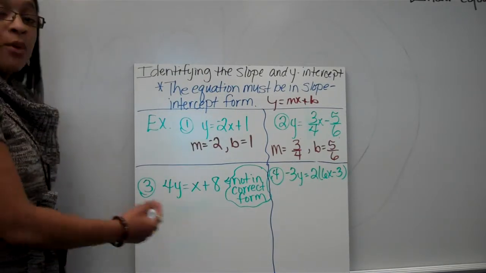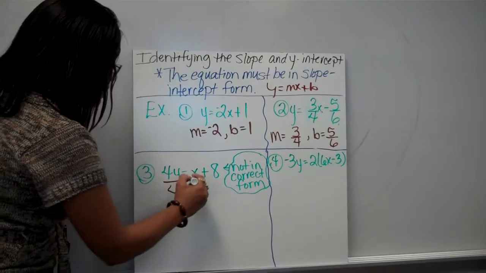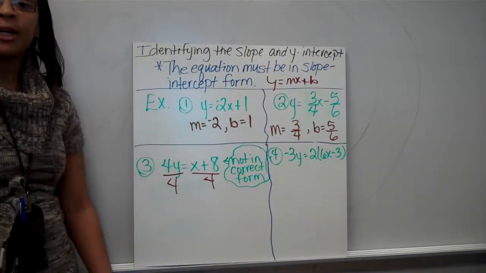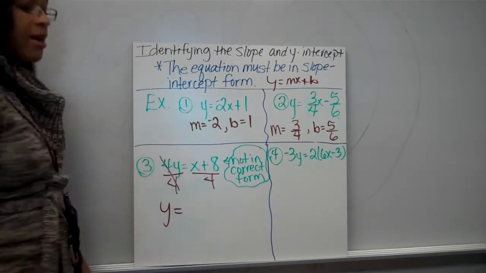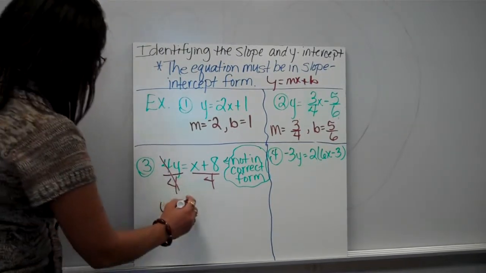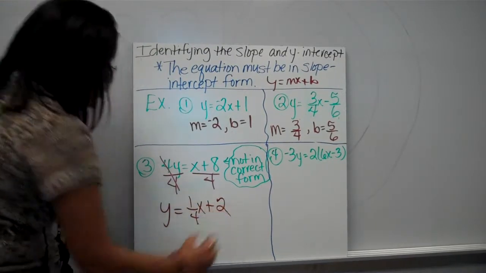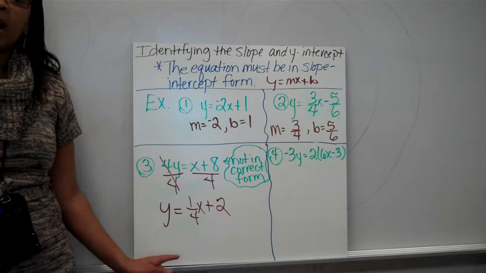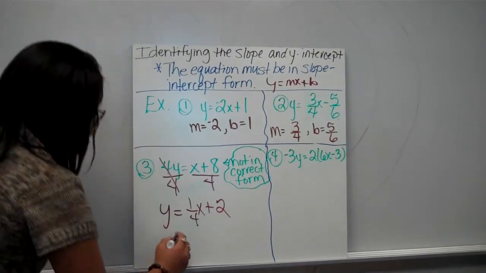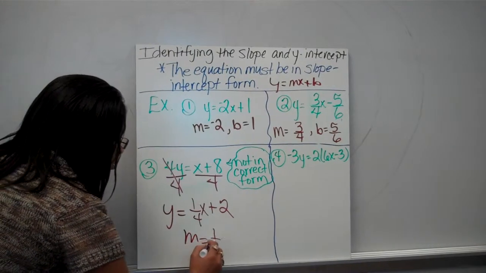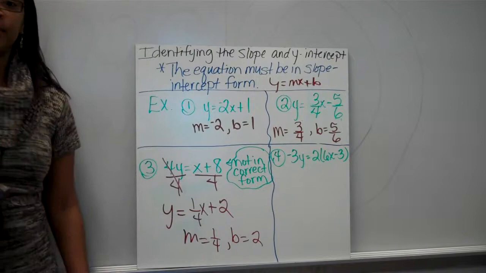In order to solve for y in this equation, I need to divide both sides by 4. So this will leave me with y. This 4 divided by that 4 will cancel out. y equals 1/4 x plus 2. And now I can identify my slope, which is represented by m, and my y-intercept. My slope would be 1/4, and my y-intercept would be positive 2.